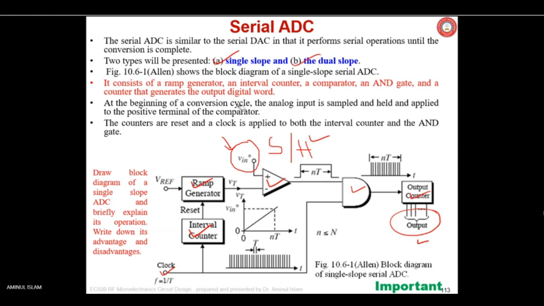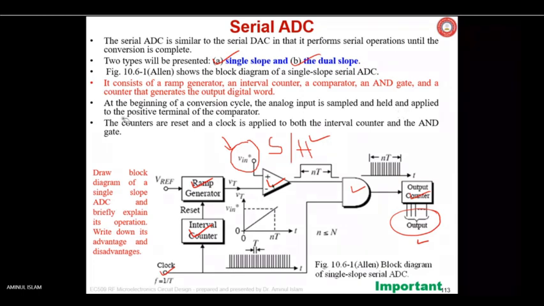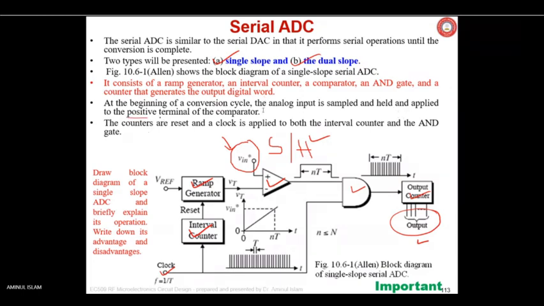At the beginning of the conversion cycle, the analog input is sampled and held and applied to the positive terminal of the comparator, as you can see here. The counters are reset and clock is applied. Okay, here clock is applied, and before that this counter and this counter are reset. The reset signal is not shown here explicitly, but it is reset so that the output of the interval counter and this all are 0.